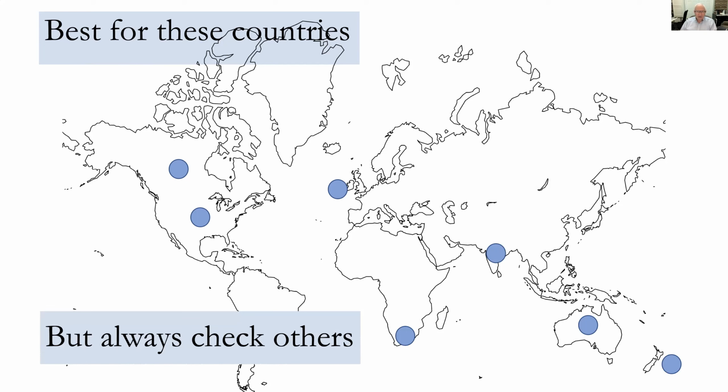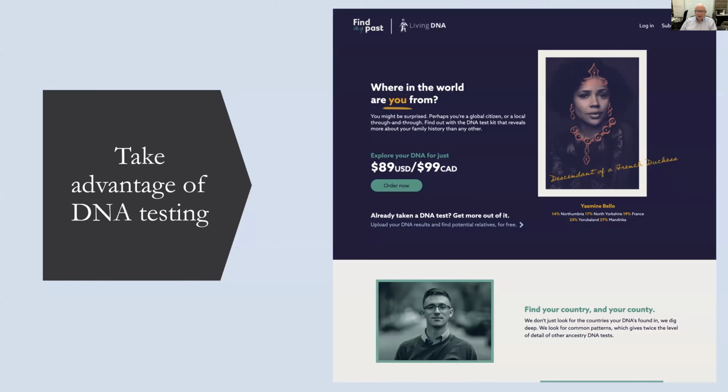And be sure to check with the other websites, because if you don't find it on Find My Past, you may find it on one of the other websites. And you can take advantage of their DNA testing. They're more focused on England and particularly the British Isles. So if you took a DNA test from Ancestry, for example, you may not get the number of people that you get by taking a DNA test specifically to find your English ancestry.